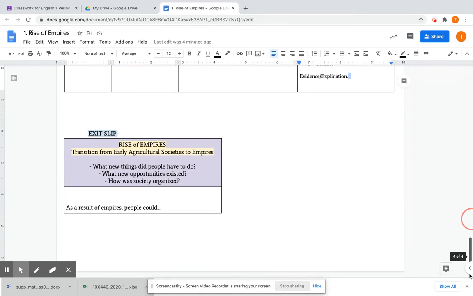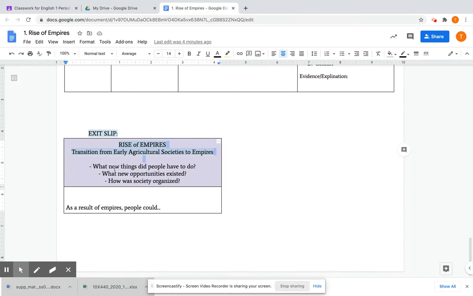Moving along, you guys are going to finish off with your exit slip. And here's the question. Rise of empires: transitioning from early agricultural societies to empires. Remember, last unit, we were hunters and gatherers. We were heavily focused on the farm. Now we're rulers. We're conquering territories. We're having these large civilizations of empires.